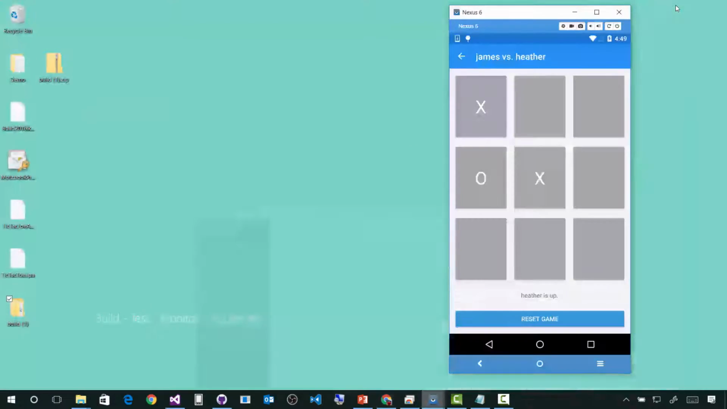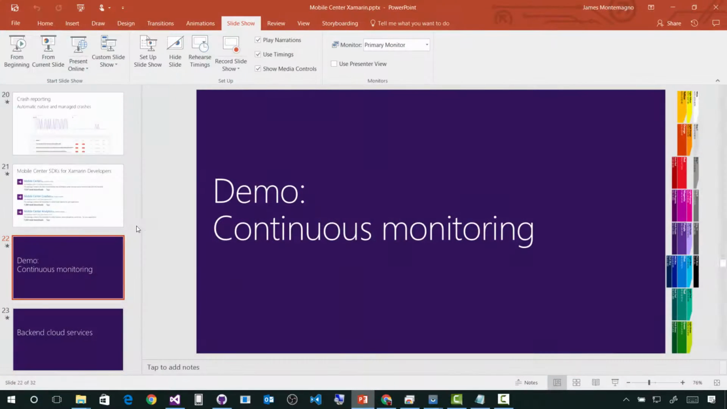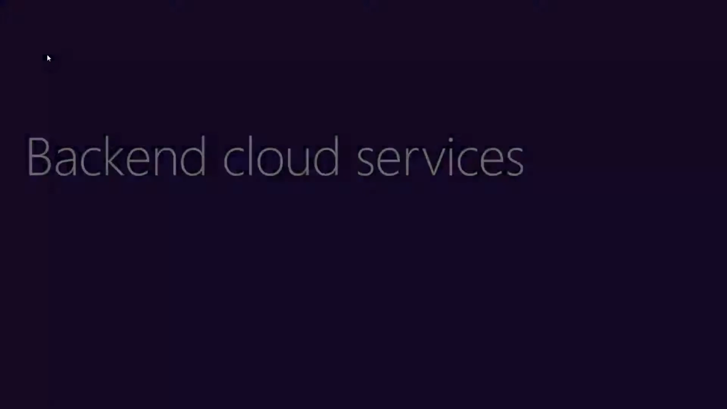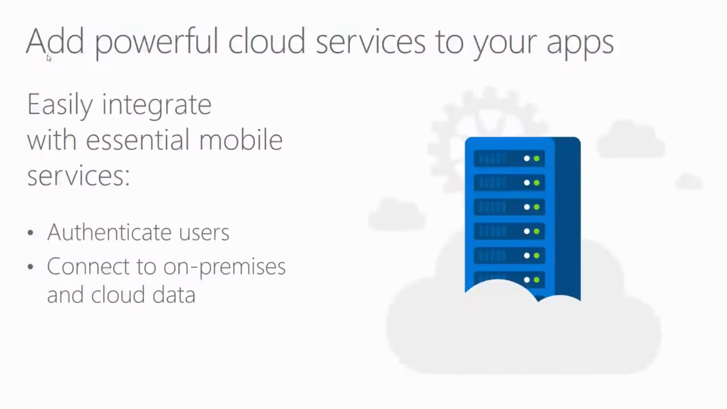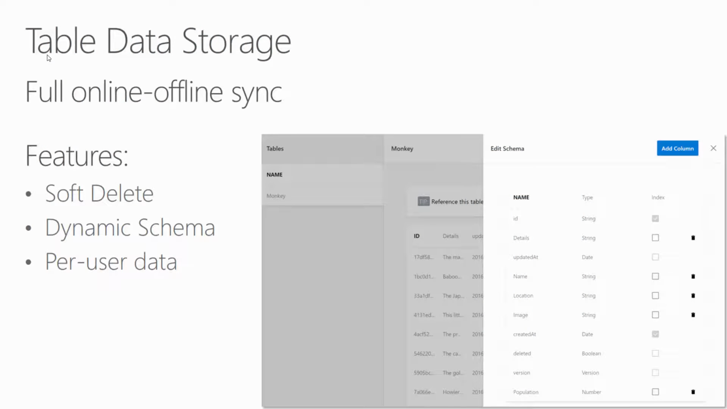So the final part, now that we have our application being built, finalized, and sent up, is that we want to create a rich cloud backend for our applications. That's where the power of Azure comes in, enabling us to easily integrate essential mobile services to not only build a rich backend to do online-offline data synchronization, but to connect on-prem or to my cloud automatically, such as Azure. To do things like table storage or blob storage for my application, dynamic schemas, user-specific data, and soft deletes, for instance.